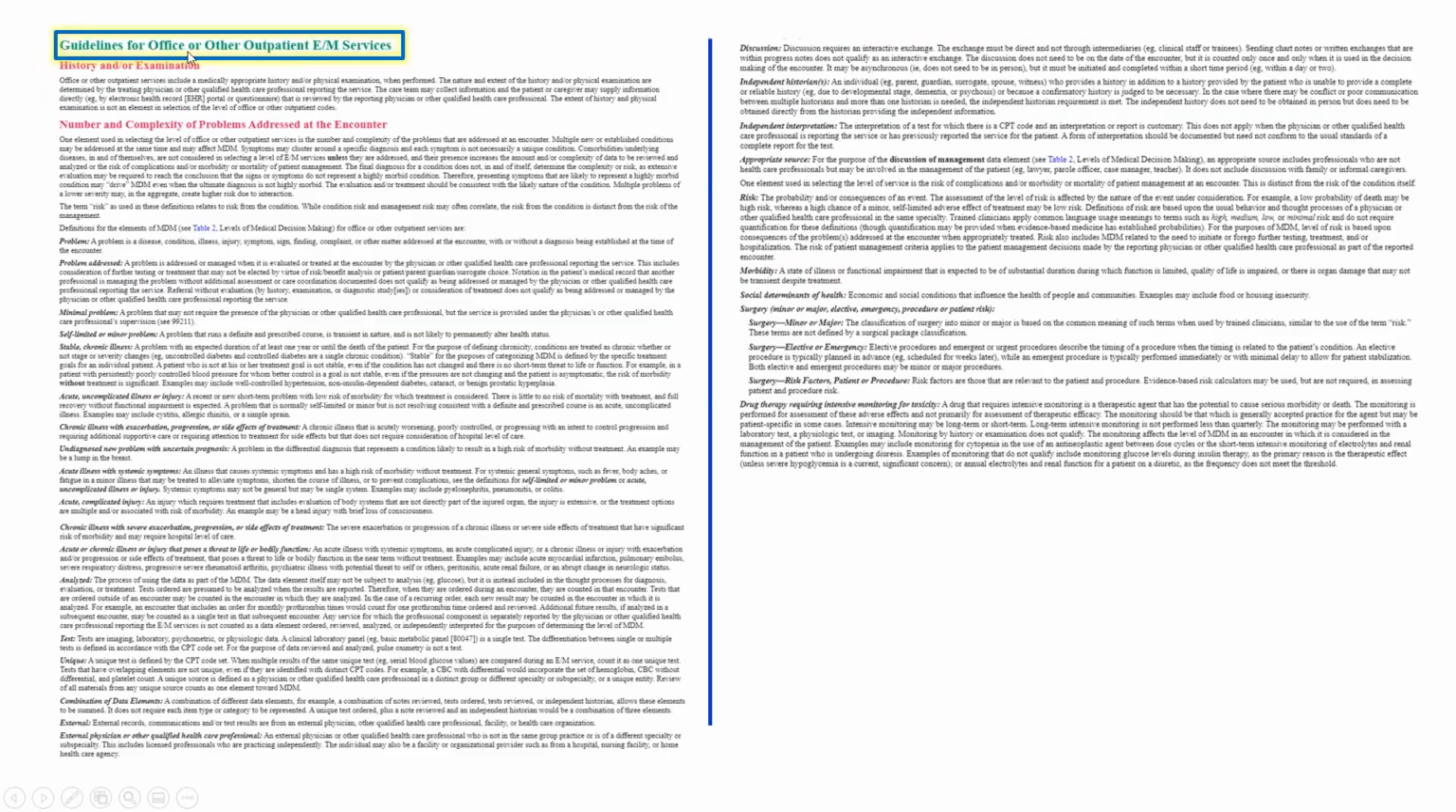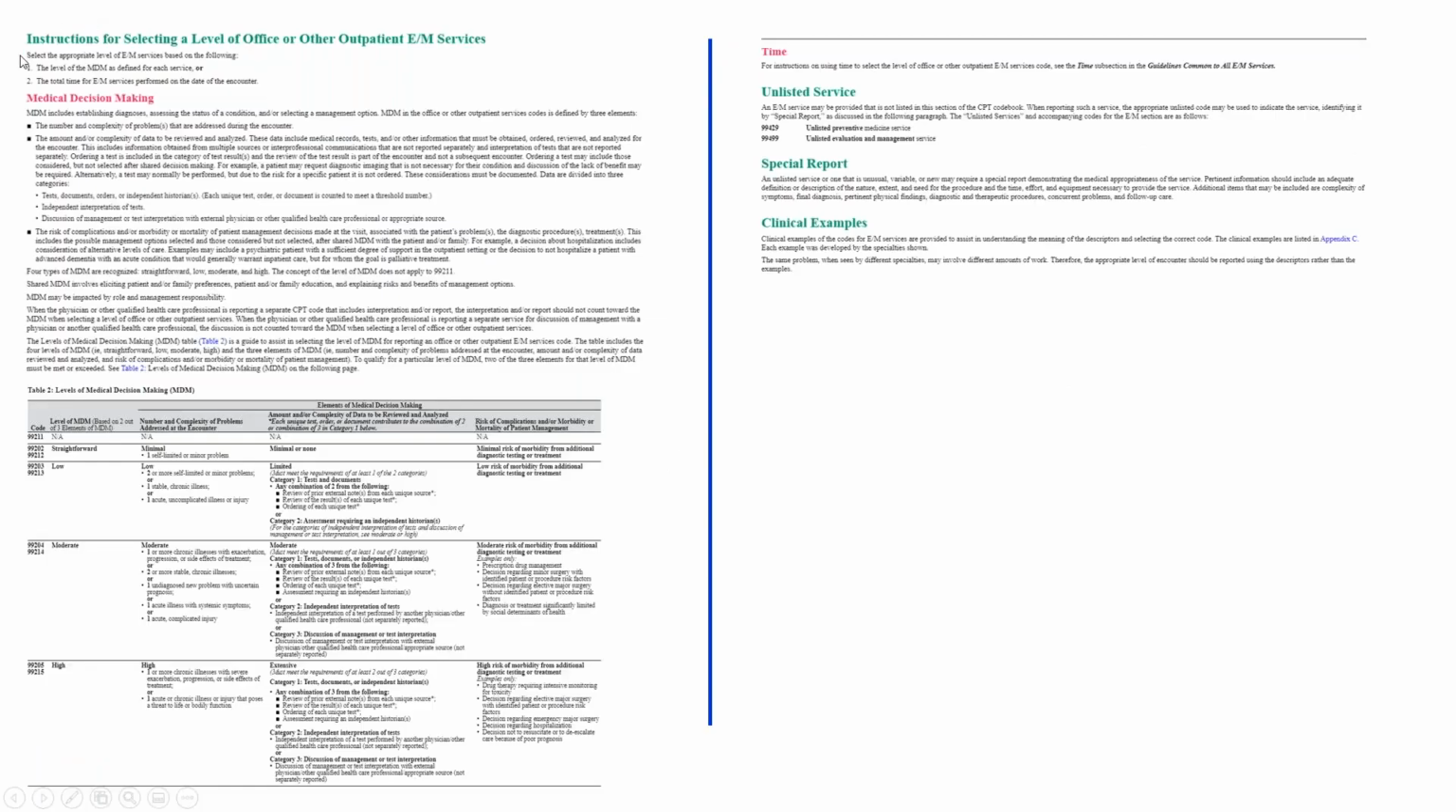Now, here are the guidelines for office or other outpatient E&M services. They are all here. Now, oh, look at this. Just want to point this out. We're going to talk about definitions. They are listed here. Just so you know, your definitions are here. Also, instructions for leveling an office or outpatient code is here. And we'll talk about what leveling is. If you've watched the lecture, you should have an idea of what leveling is.